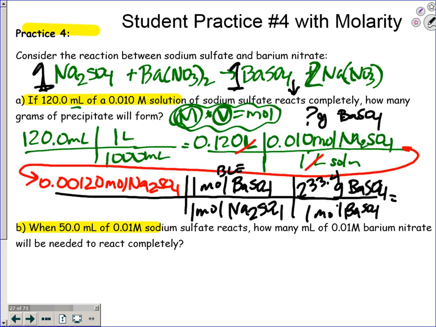So 0.28. Sounds about right. What was it before rounding? You look at it. Oh, okay. So 0.28008. So 0.28 is going to be our final.